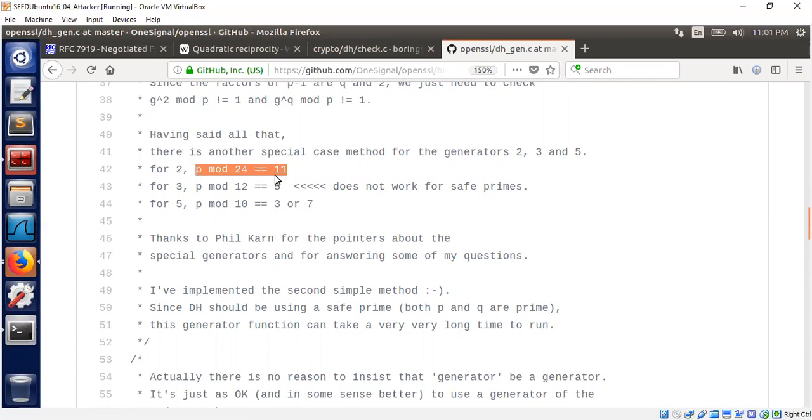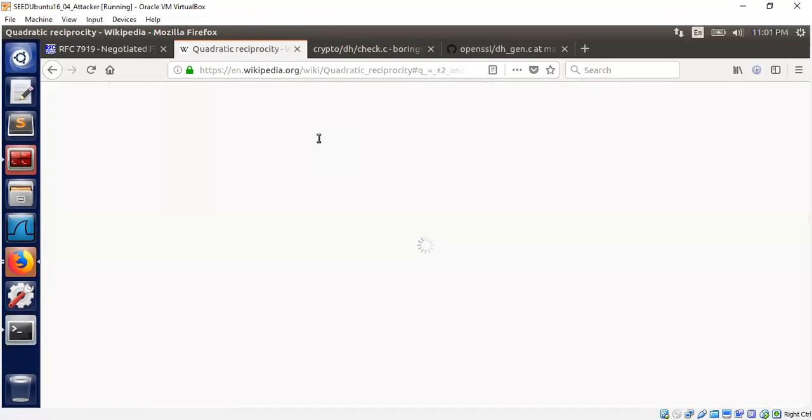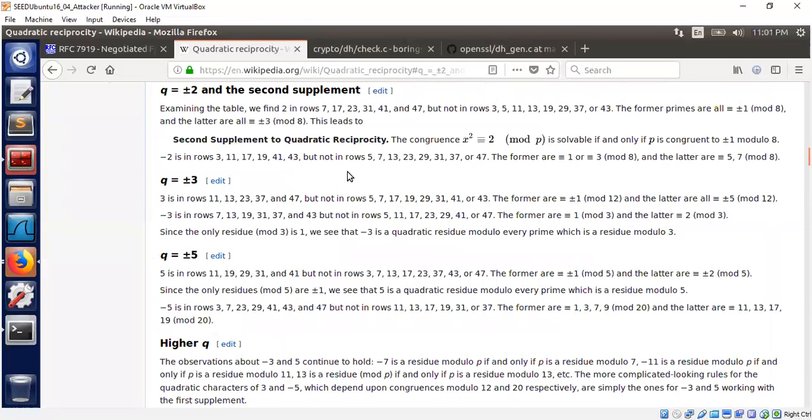Okay, so my friend asked me an interesting question. Why is P mod 24 equal to 11 enough to conclude that G is a generator of the entire group? It turned out that question can be answered in a systematic way. First, let me show you some of the properties of quadratic reciprocity rather. So quadratic reciprocity and quadratic residues were studied by lots of famous mathematicians like Euler, Fermat, and Gauss, Legendre, and so on.